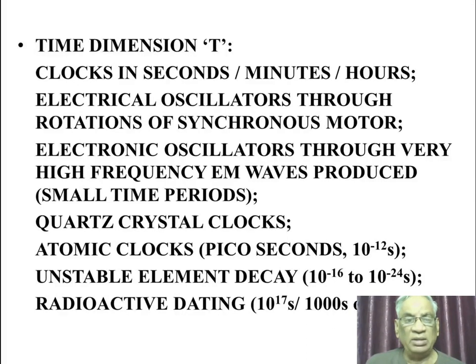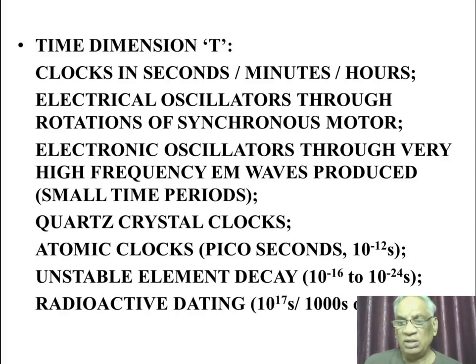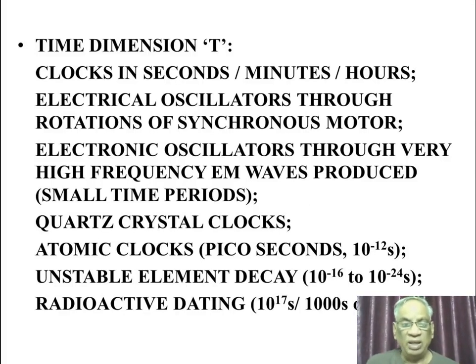And the time dimensions can be measured using ordinary clocks, what we use in our houses, mechanical clocks, which measure seconds, hours, and minutes. And the electrical oscillators, rotations of the synchronous motor, or quartz watches can also be used for determining the time periods. And then for measuring the very small time periods of picoseconds, 10 to the power minus 12 seconds, the atomic clock can be used.